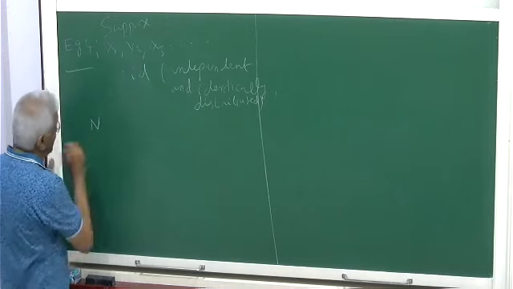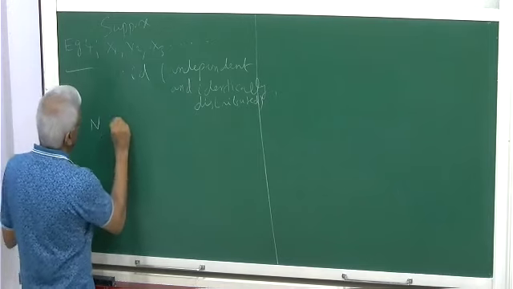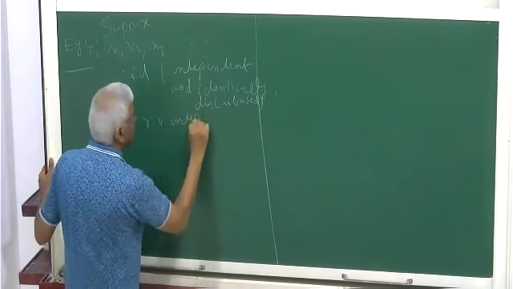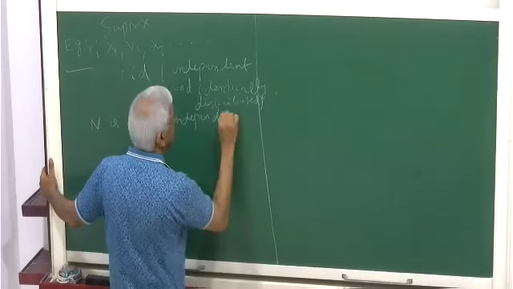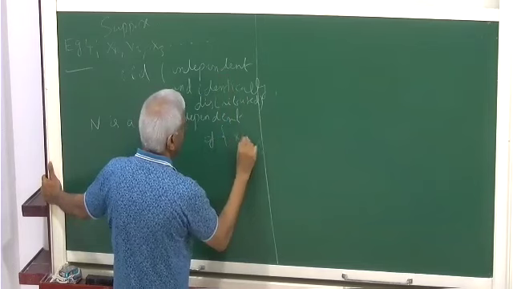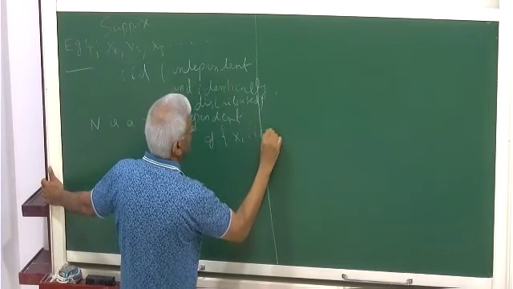And N is another random variable, independent of all those things. This distribution has nothing to do with that. It is independent of all of the Xi.